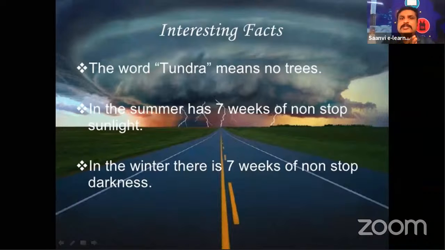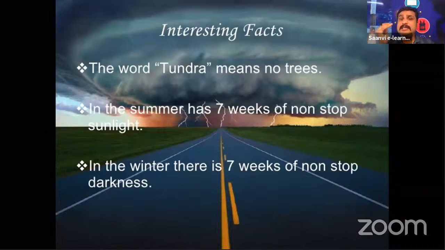And here, some interesting facts about tundra. See here, the word tundra means no trees or cold. In the summer it has 7 weeks of non-stop sunlight. Summertime, 7 weeks, full daytime we can see in the tundra region. No sunset there. Horizon, a term I told you in the beginning. The sun won't appear at the top of the sky, but the sun rays or sunlight reach this region.